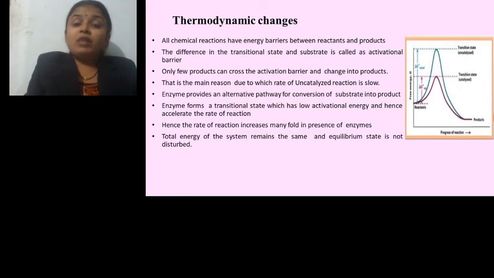Then what are the thermodynamic changes? All chemical reactions have an energy barrier, and that energy barrier is called the activational barrier. For the uncatalyzed reaction, this activational barrier is high, and that's why uncatalyzed reactions need more time to complete. On the other hand, an enzyme catalyzed reaction has a very low activational barrier, and that's why it can run smoothly and be completed within a fraction of the time.